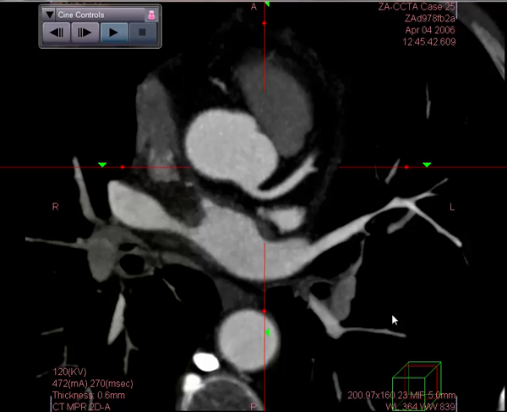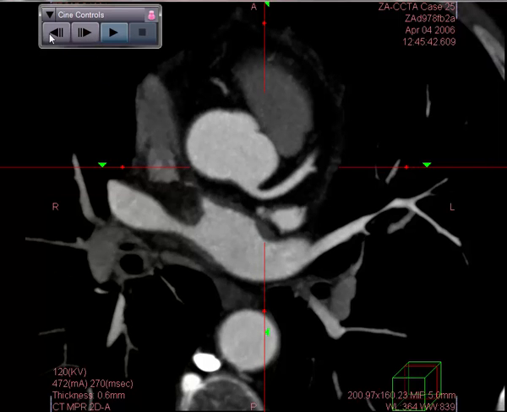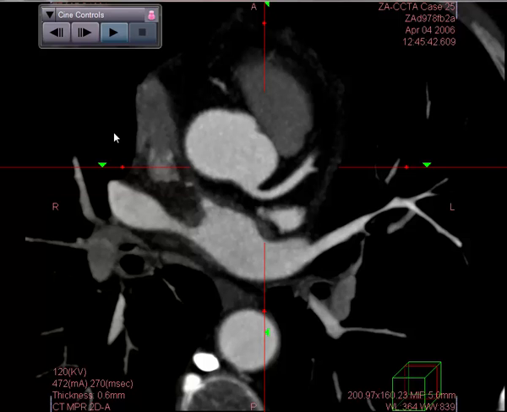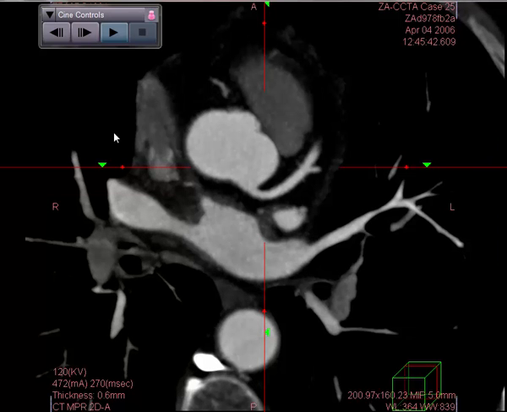This is CCTA case number 25. The history is that of a 67-year-old man with diabetes who has an abnormal resting electrocardiogram. There are two phases for review which can be changed by going forward or backward on the CCTA controls. A couple interesting features in this individual.